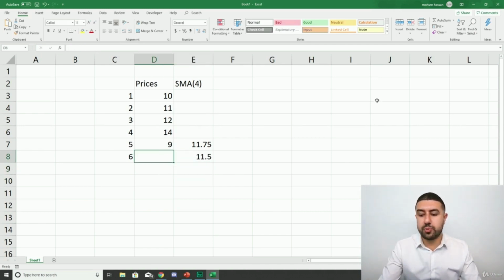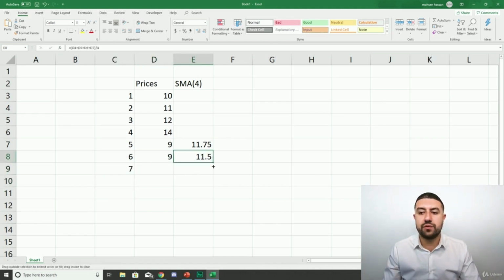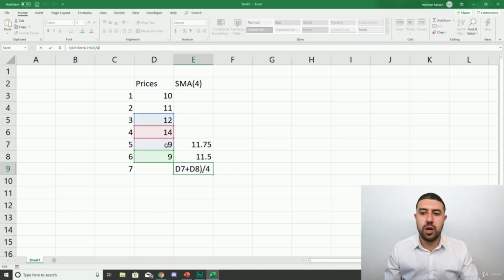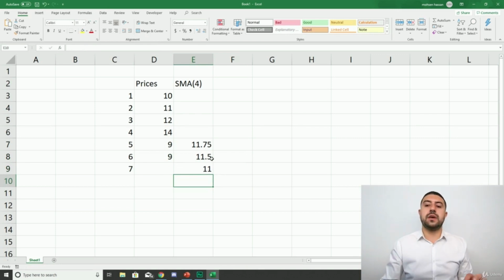And maybe the price stays at 9 the next day. Well, on the 7th day, what is going to be the average of the last 4 days? Well, I'm using these 4 prices. So I dropped the 11, I added another 9. So it's dropping a bit.